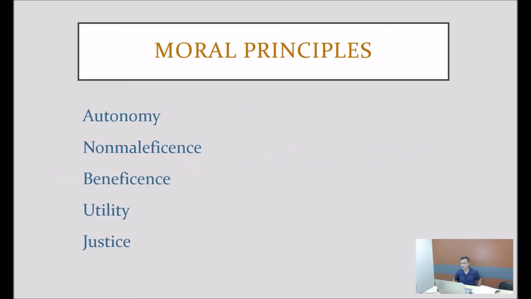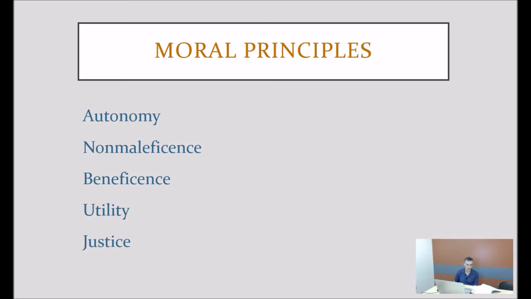Okay, so now let's go to these 5 features of the moral principles, particularly relevant to bioethics. Each of these has been integral to major moral theories, and we'll be looking at some of those soon. They provide evidence that the principles capture something essential in our moral experience. Okay, so the 5 principles here are autonomy, non-maleficence, beneficence, utility, and justice.